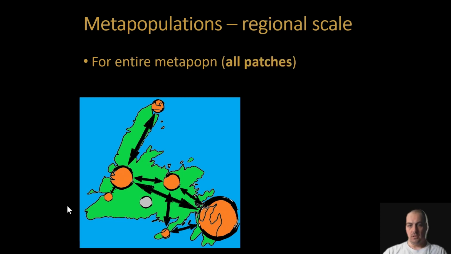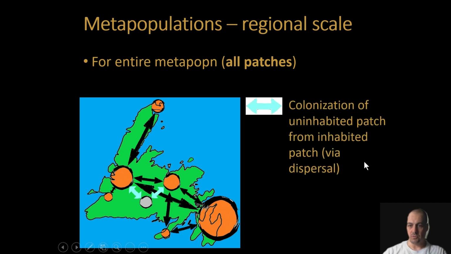So the next level that we're going to look at is the regional scale, and this examines the entire metapopulation, so all of the patches simultaneously. So we have birth and death as aspects. We just brought in immigration and emigration, and now we're going to bring in two more aspects. The first of these is colonization. So colonization is the dispersal of individuals from their birthplace to another uninhabited area or an uninhabited patch.